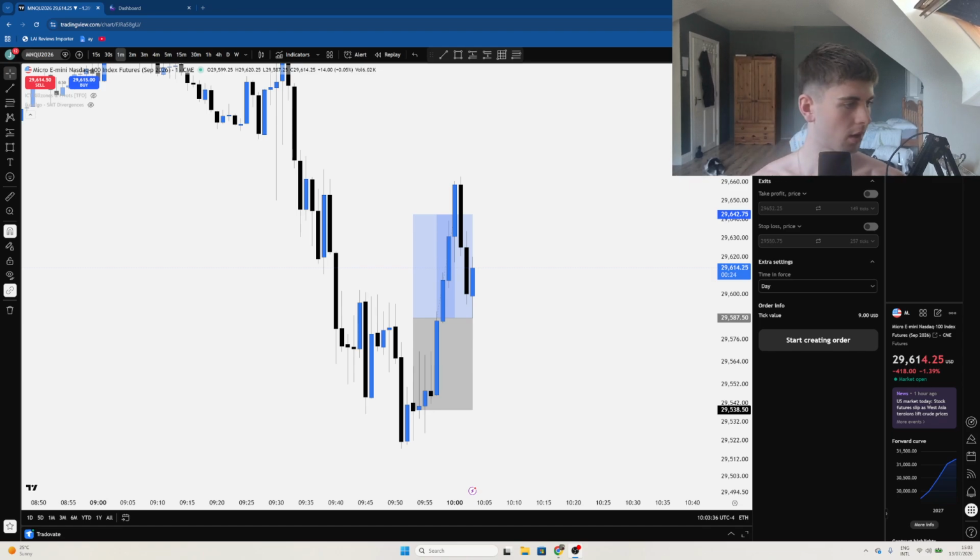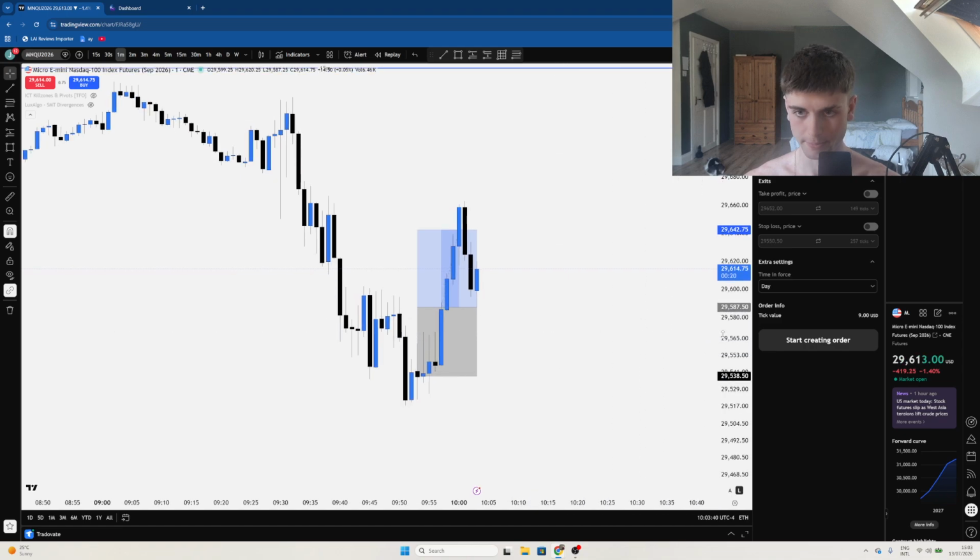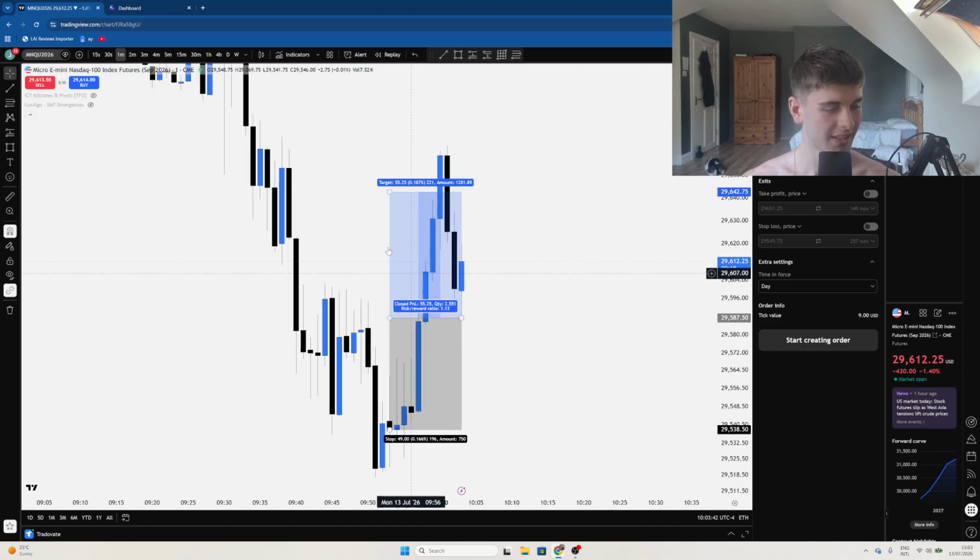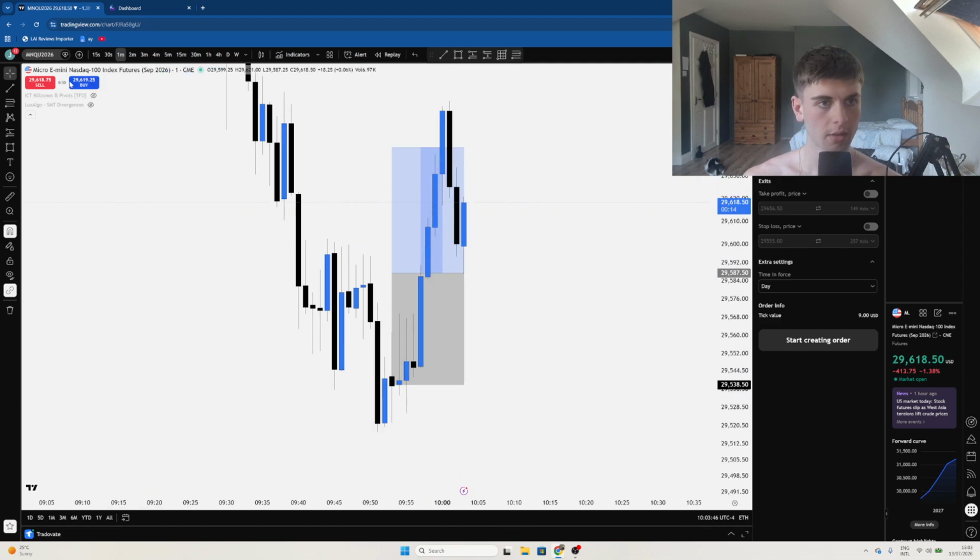Absolutely beautiful long today. Counter-trend long, kind of. But yeah, let's get into this, into my bias and everything.